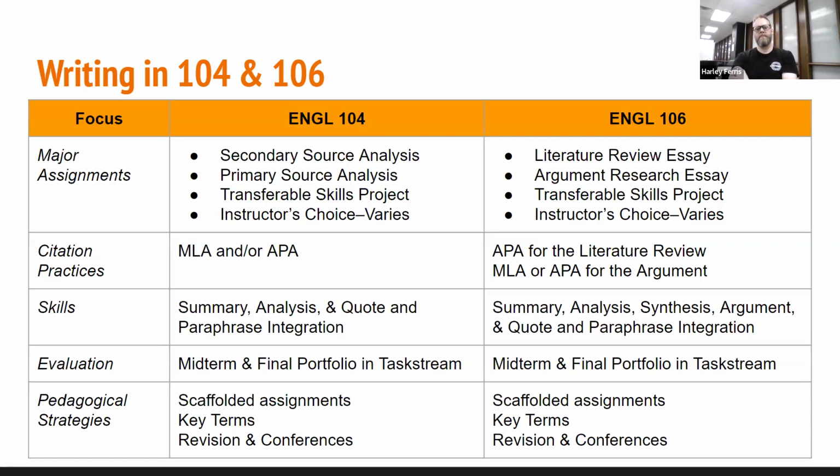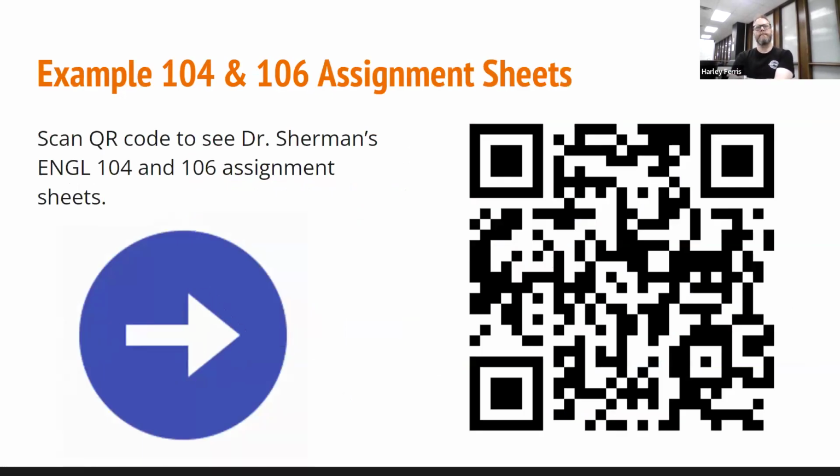So if you go to the next slide. All right, on the next slide, you can take a look at my English 104 and 106 assignment sheets by using this QR code. That's going to take you to a Google folder for English 104 as well as English 106 that provides a breakdown of how those assignments look, as well as what was contained on the assignment sheets. I will say the assignment sheets are heavily influenced by QM, or Quality Matters, in the way that they're structured.